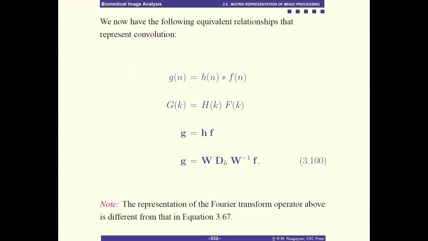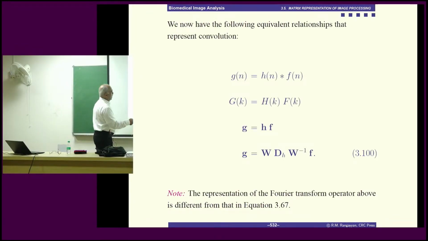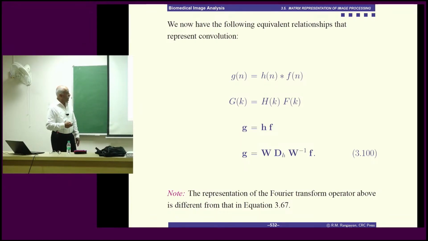So we have the convolution relationship we wrote like that, h star f, hn star fn for 1D, gk, hk, fk. If you take the Fourier transform, multiplying the DFT coefficients, and g equal to Hf for convolution in matrix representation, and W D W inverse f, the same thing, with the DFT included now. So there are these representations, but this is different from what we saw in 367.